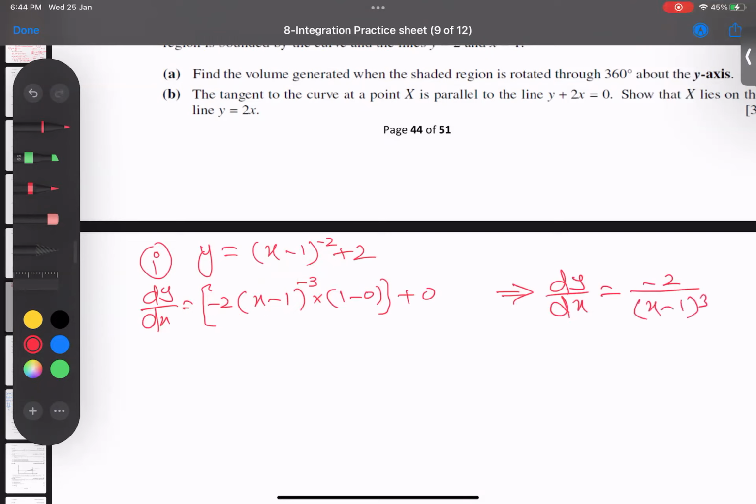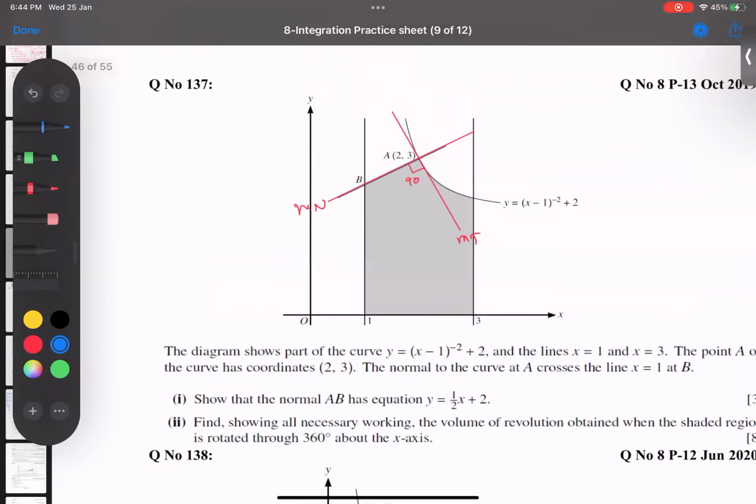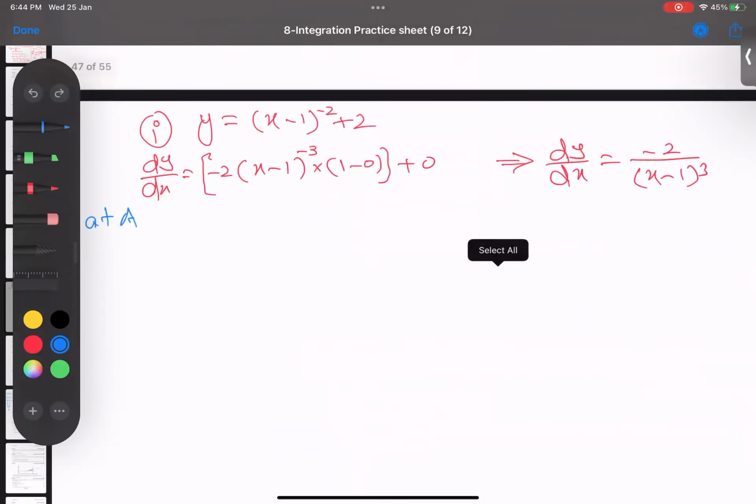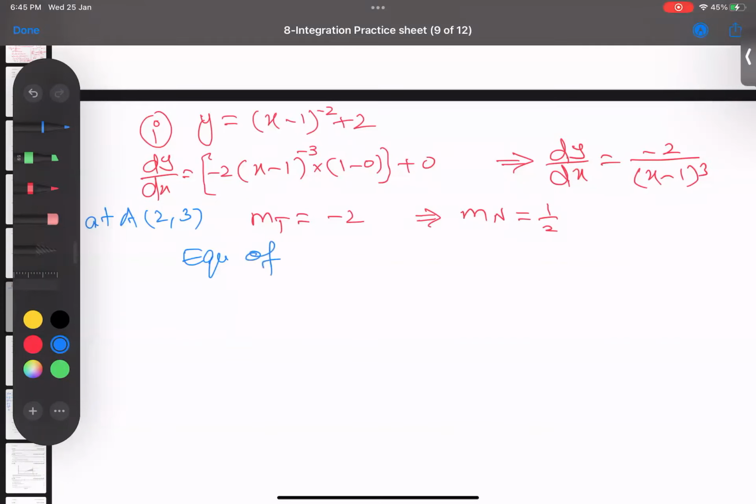It will go down. Now I'm saying here at A, what are the x coordinate and y coordinate? 2, 3. At A, (2, 3). It means I will plug in the value of x in the place of this, so I get the gradient of the tangent. When I plug in 2, 2 minus 1 is 1, 1 cubed is 1, and negative 2 is the gradient of the tangent. And the normal is very clear: a negative reciprocal, flip it and change the sign. So 1 by 2.